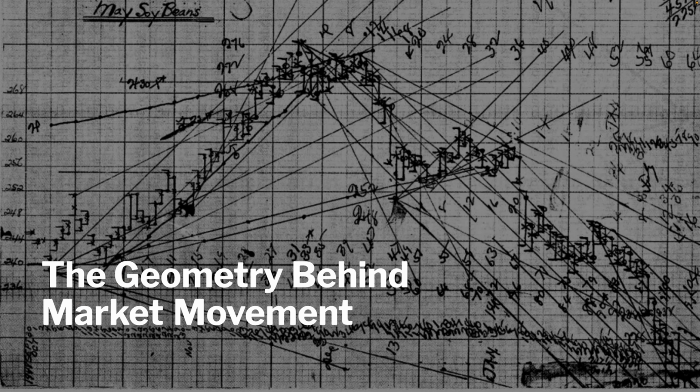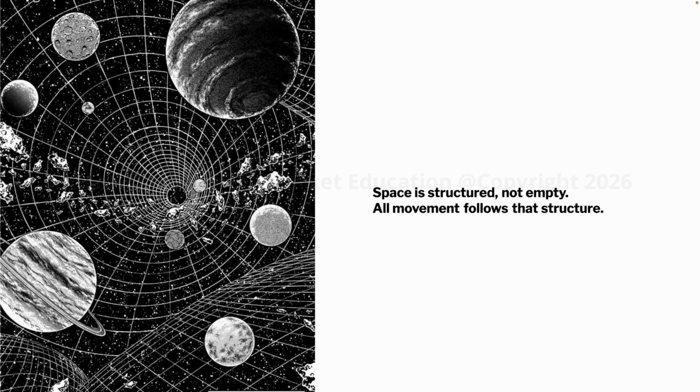Now, geometry is not something artificial that humans invented to describe reality. It is something we discovered by observing how reality is already organized. The universe is not filled with shapes, it is made of them. These geometric forms are embedded within the structure of space itself. They define how things exist, how they relate to each other, and how movement unfolds within that space. Geometry is not decoration. It is structure.